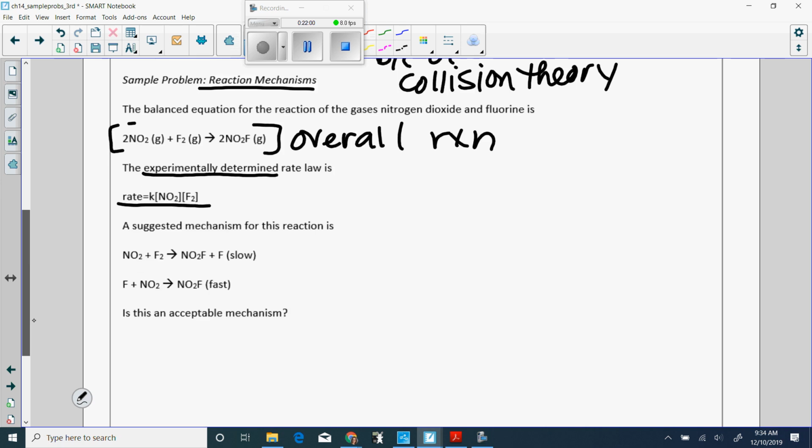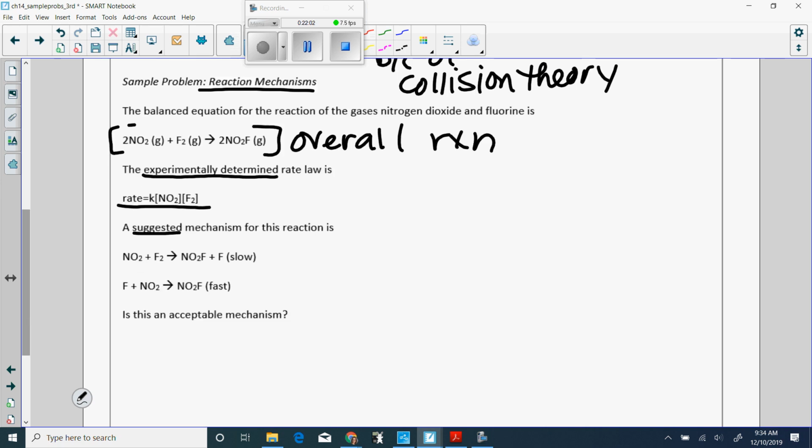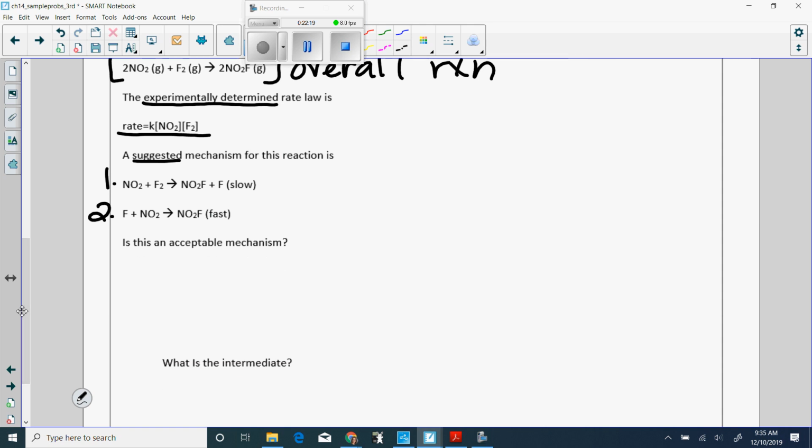Okay? Suggested, we don't know for sure. The suggested steps are here. I think it's going to be 2 steps. I think the NO2 is going to run into an F2 and make these, and then the F is going to run into the NO2 and make this one here. The question is always going to be, is this an acceptable mechanism? 2 things you have to look at. 1, does it add up to the overall reaction?